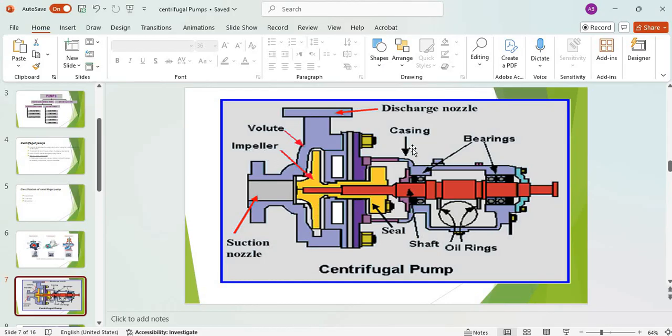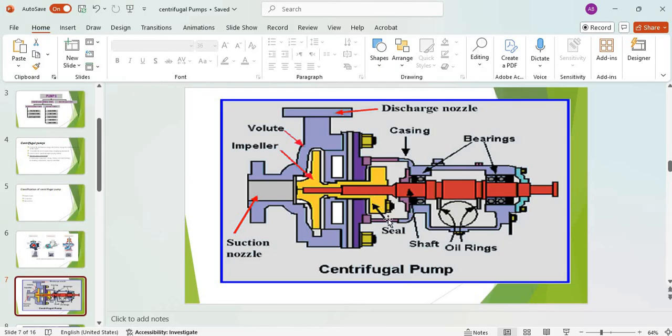Here you have the casing, which contains all the rotating parts, and here is a bearing. The bearing is responsible for the stability of the shaft and makes sure the shaft is rotating smoothly without any noise. And of course, it maintains alignment, because it's very important to keep the impeller and the shaft on the same line, on the same level, because if there is a level difference, it's going to be a problem.